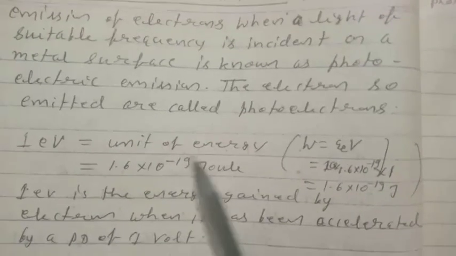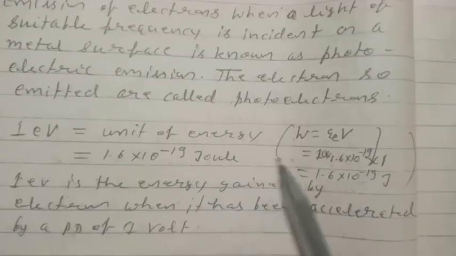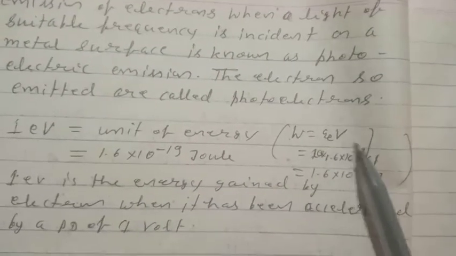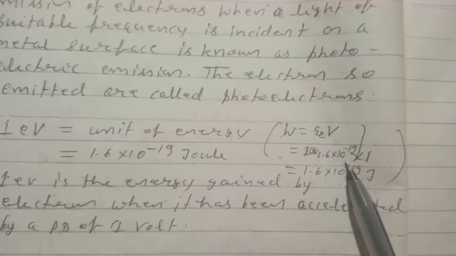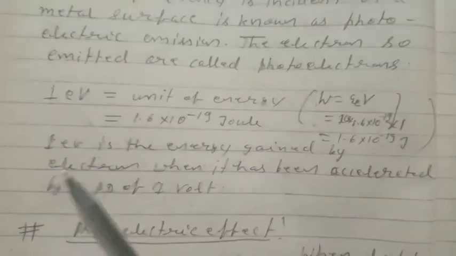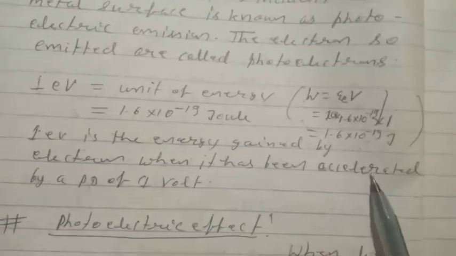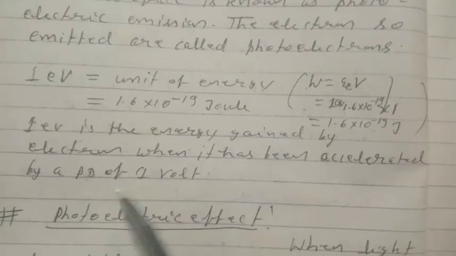1 electron volt unit of energy equals 1.6 into 10 to the power minus 19 joule, where W equals Q into V, that is 1.6 into 10 to the power minus 19 joule. 1 electron volt is the energy gained by an electron when it has been accelerated by a potential difference of 1 volt.